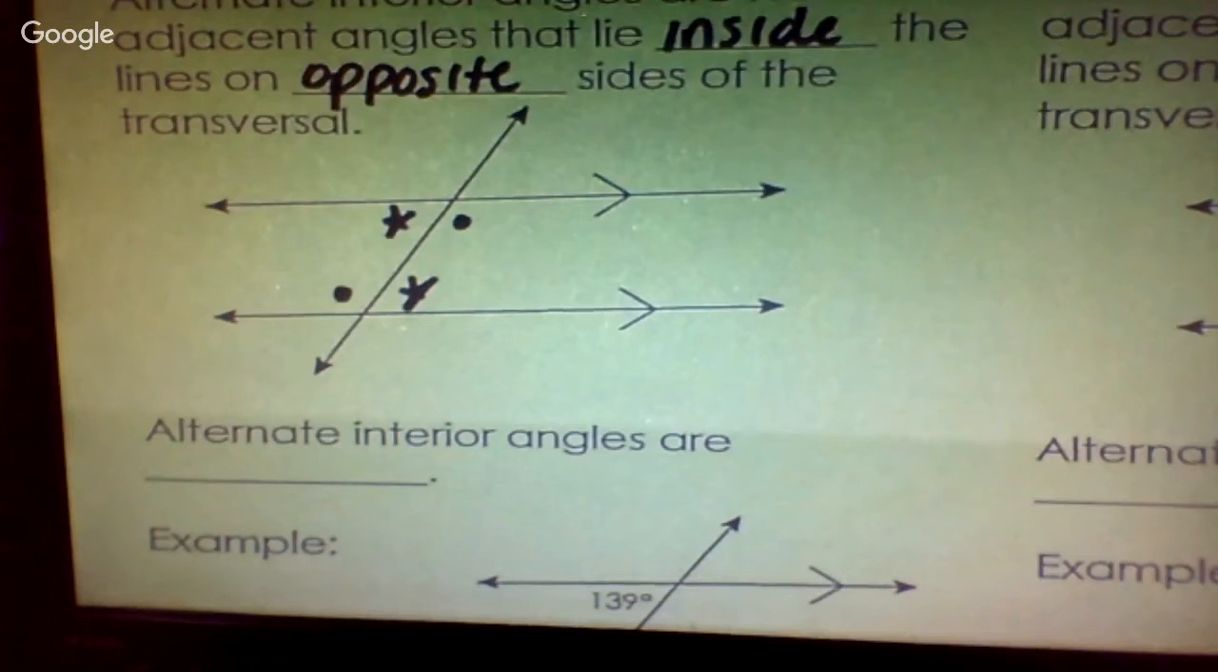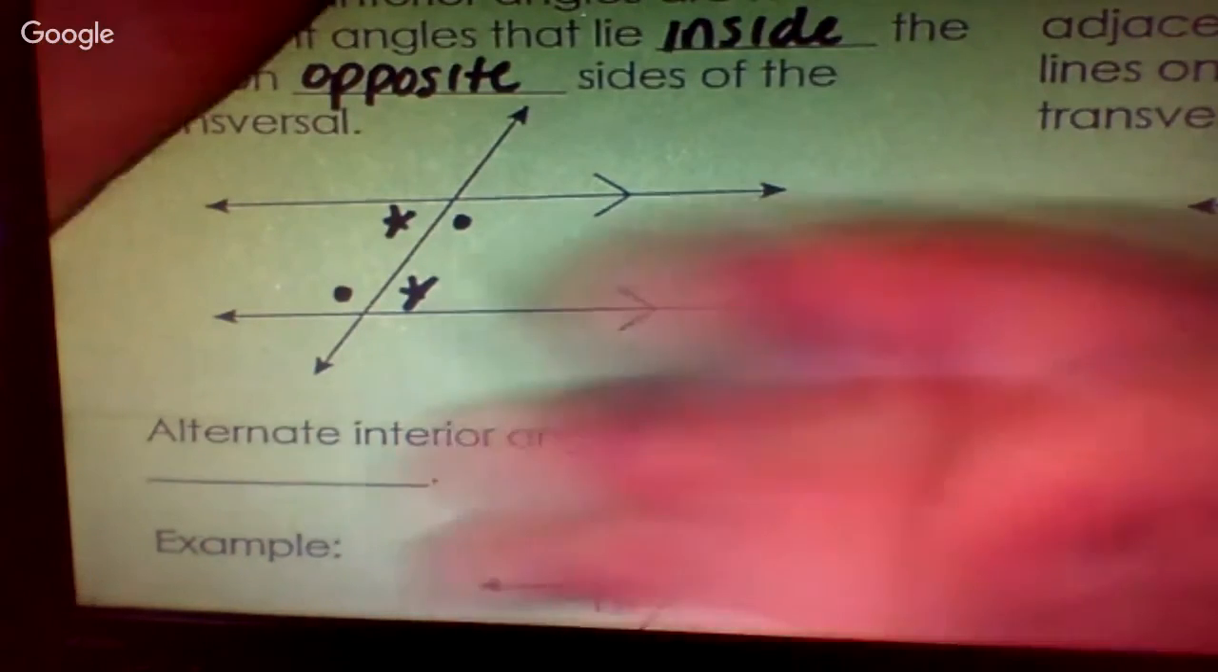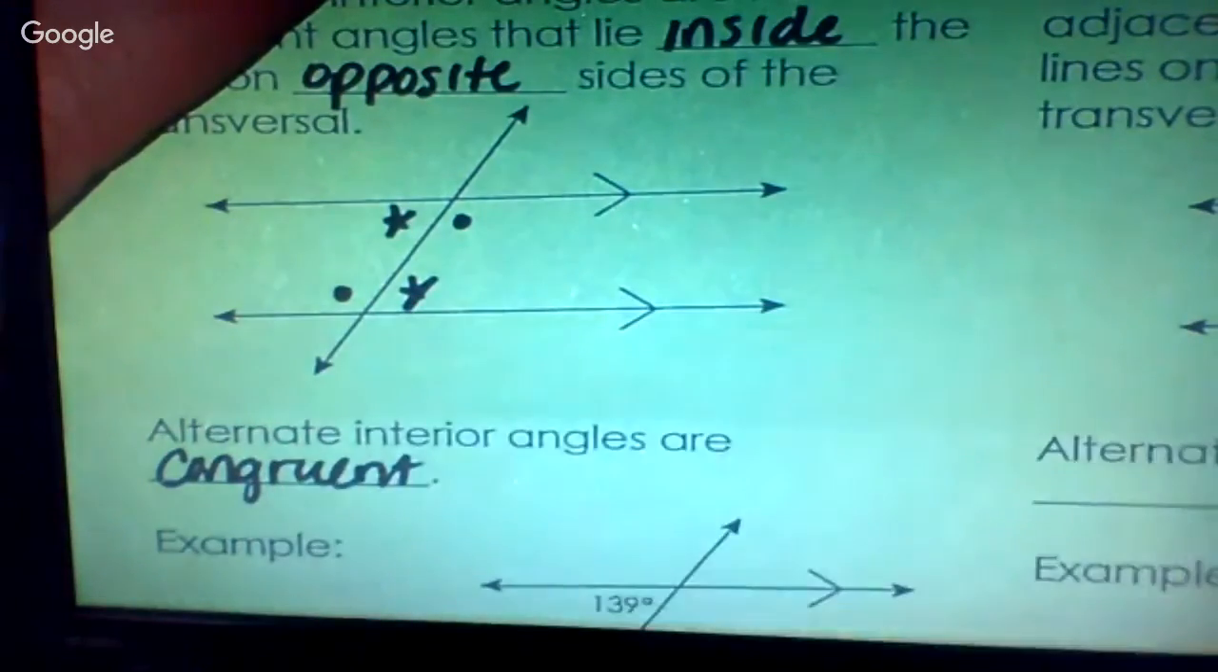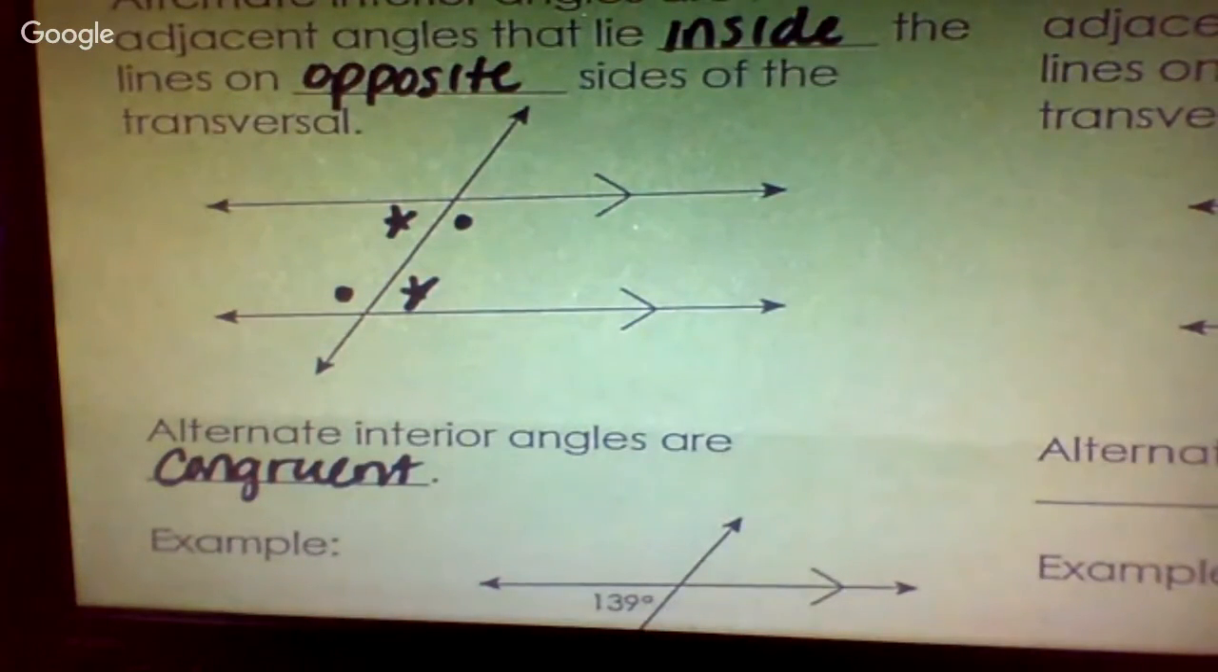And we said before, alternate interior angles are what? Are they supplementary or congruent? Congruent. Fantastic. The only ones you should look at that are going to be supplementary are anything that is same side. Everything else is congruent.